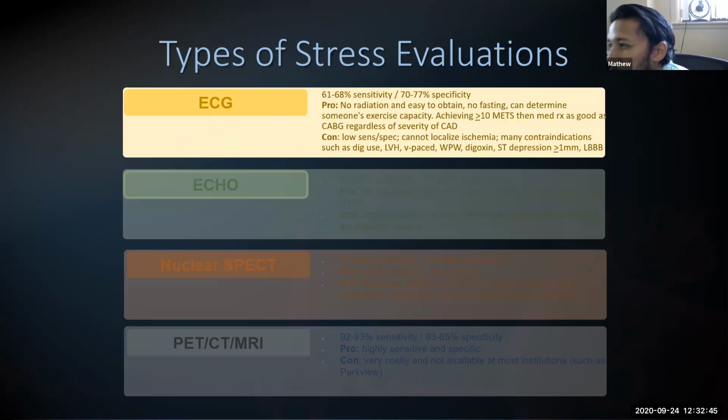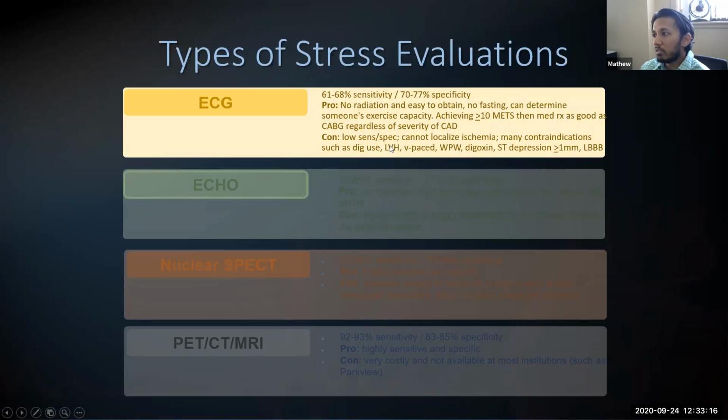So pretty low sensitivity, still pretty low specificity. The good thing is there's no radiation. And if you can get the person to achieve about 10 METs, then this sentence is important. If you achieve more than 10 METs on this intervention, then it basically suggests that medical treatment, if they truly had heart disease, is as good as a CABG, regardless of the severity of the coronary disease. So I have the citation on the prior slide if you guys need that.